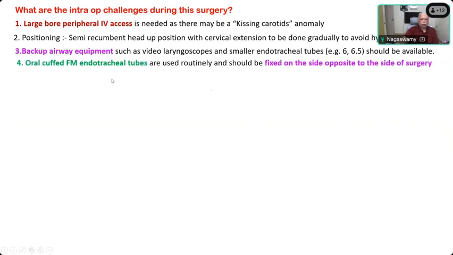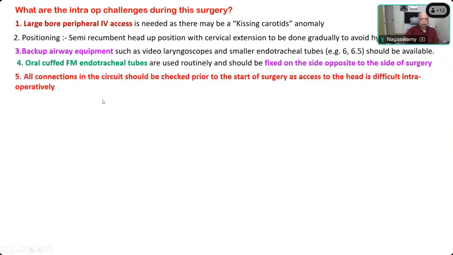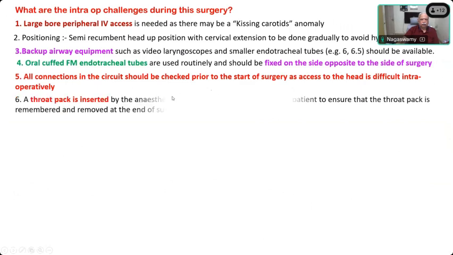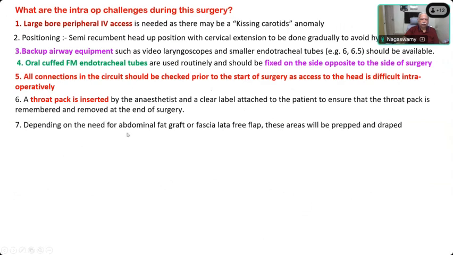Oral flexometallic tubes are the tubes of choice and are fixed on the side opposite to the side of the surgery, because surgeons usually go through the right nostril to do the surgery. All connections in the circuit are to be checked prior to the start. A throat pack is inserted and you must attach a clear label to that patient so that you remember to remove it at the end.